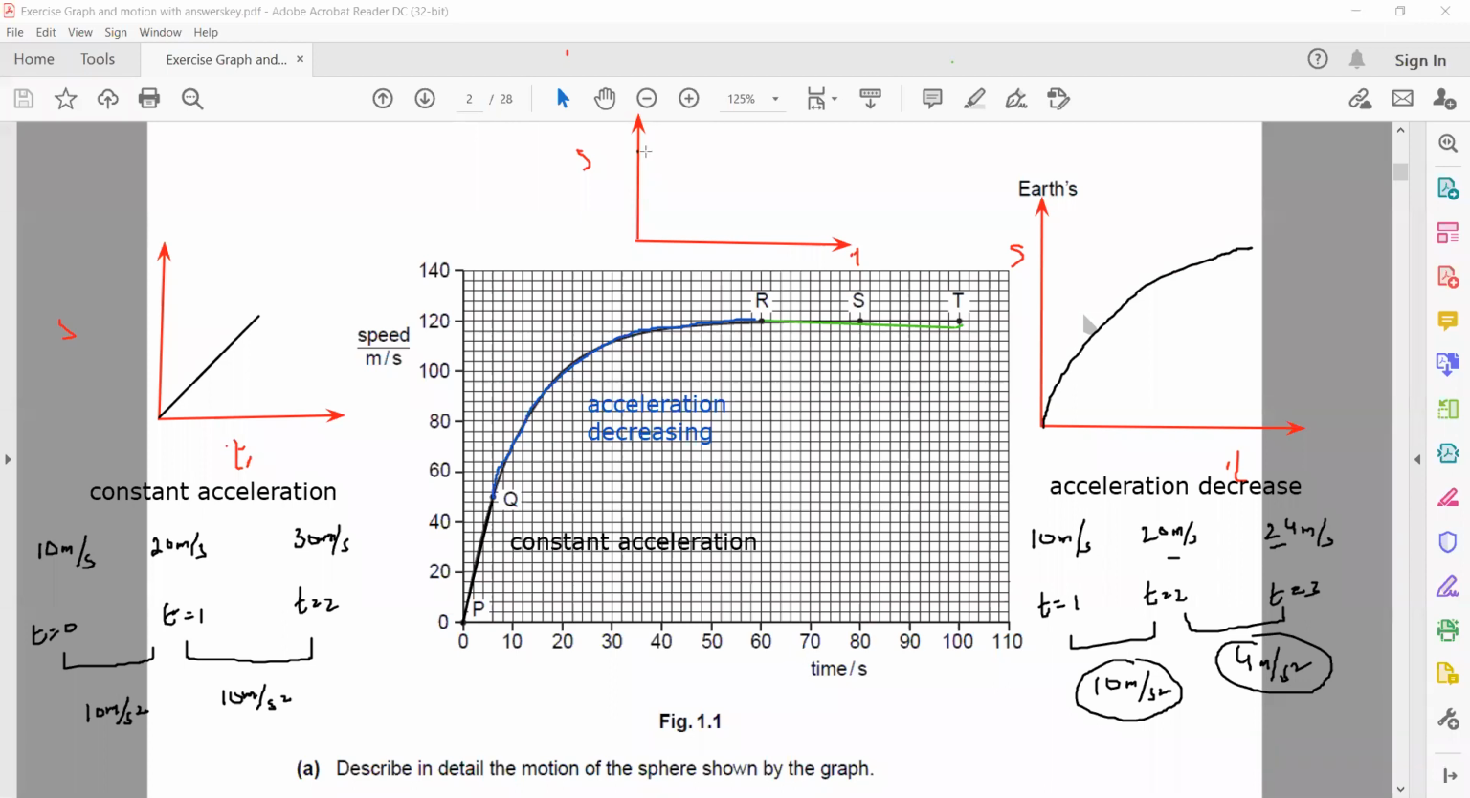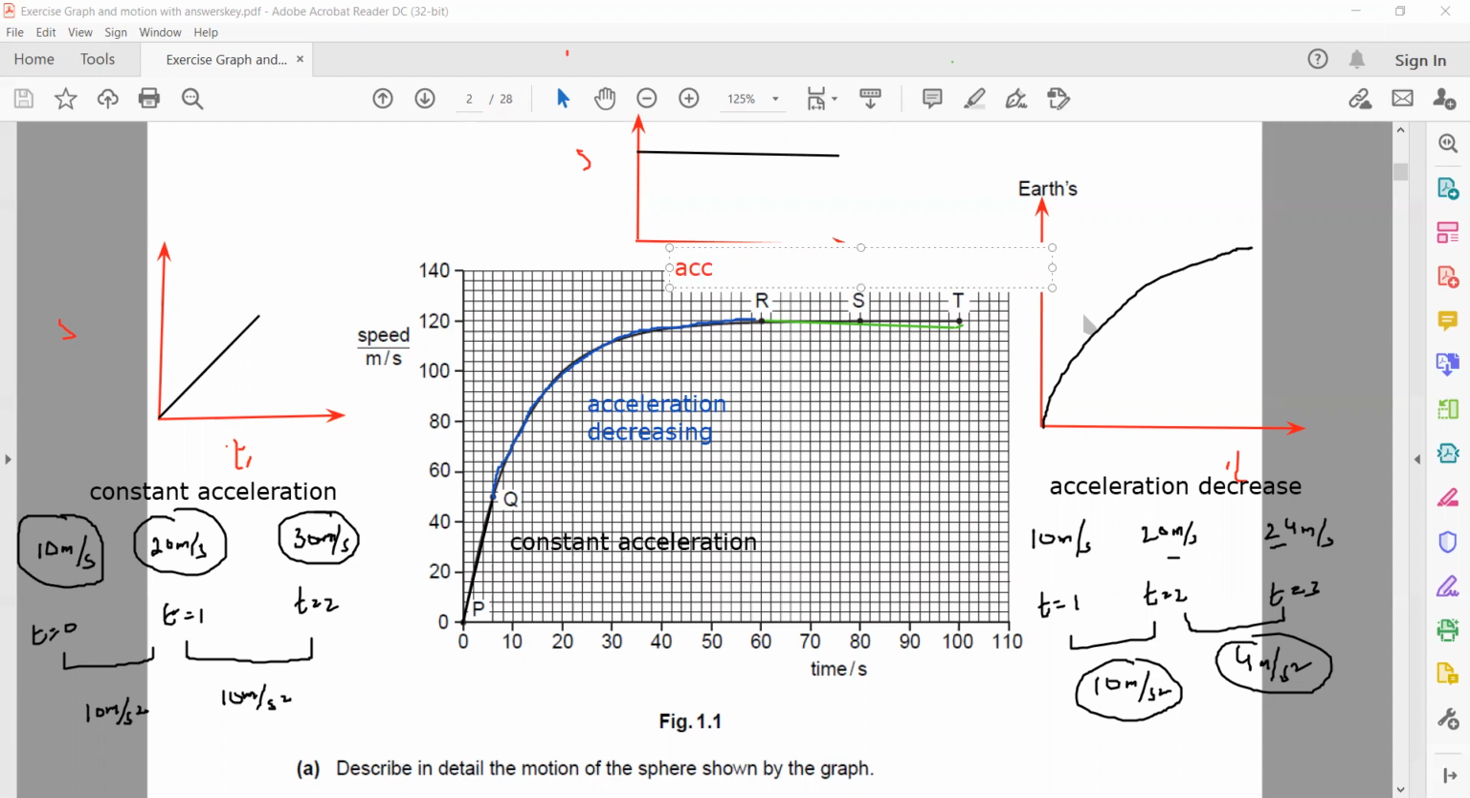Sir, I have a question. For example, in the first part you wrote constant acceleration. What about the speed? Speed will not be the same, because speed is increasing. You can see here, first it was 10, then speed became 20, then 30. So speed is increasing, but because it is increasing at a constant rate, that's why I use the term constant acceleration. Acceleration refers to change in speed or velocity. And for the third part, when it's a horizontal line, we say acceleration is zero or constant speed.